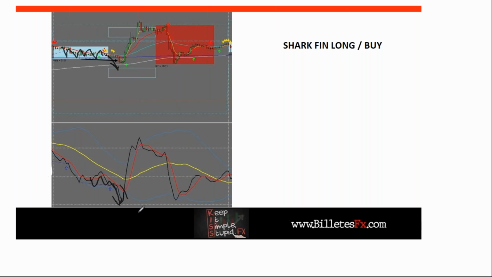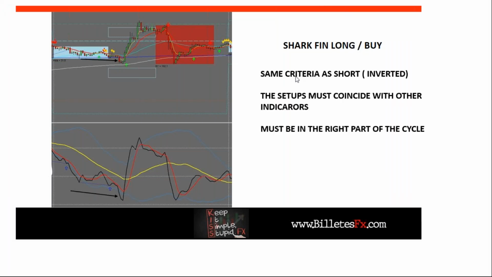Cuts back in. Crosses the signal line. That's your entry. Where's my exit? When it cuts back in, right there. So you would have been all this in profit. So again, this is the same criteria as a short. It's just the opposite of it.